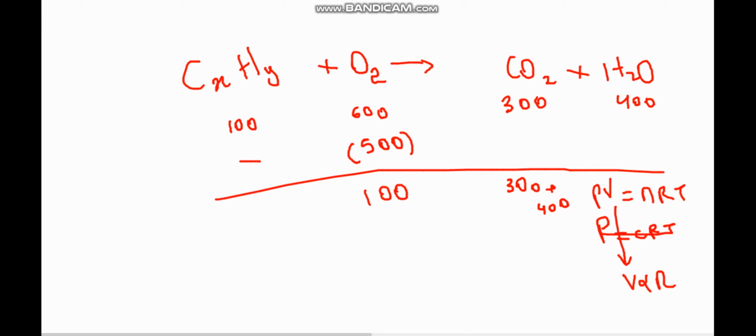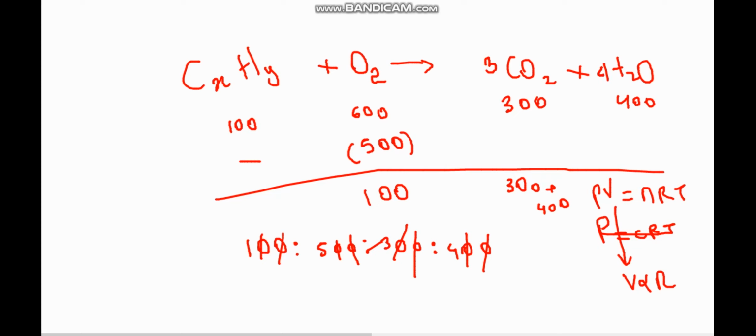Now you can work it as a simple ratio. So 100 cubic centimeter of the hydrocarbon reacted with 500 cubic centimeter of oxygen. Then it gave you 300 cubic centimeter of carbon dioxide and 400 cubic centimeter of water. So in this ratio only they reacted. So you are automatically getting the stoichiometric ratio. So here it will be 3, then this is 4, this is 5.